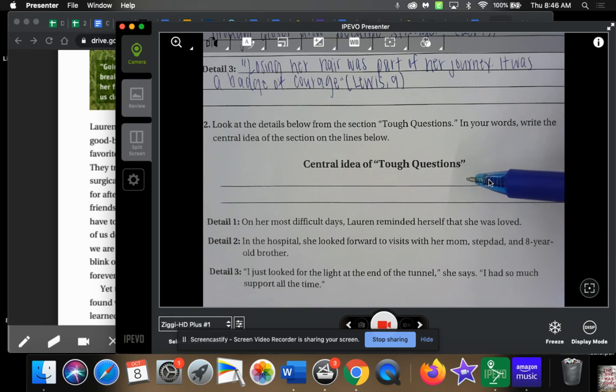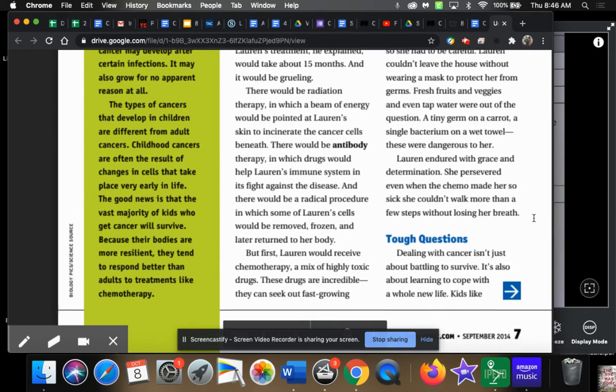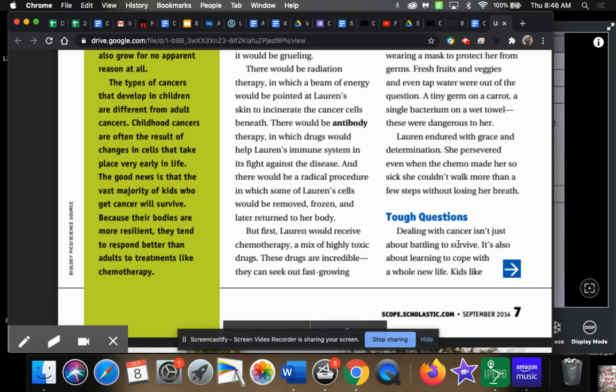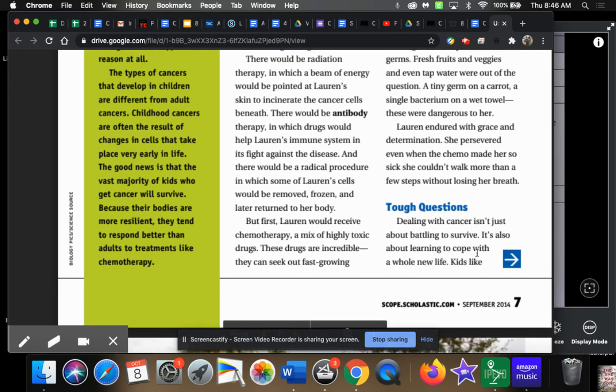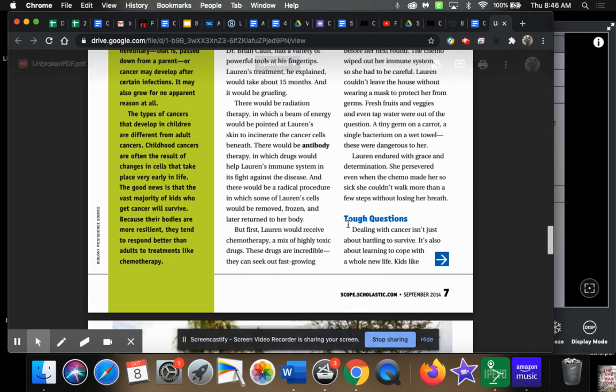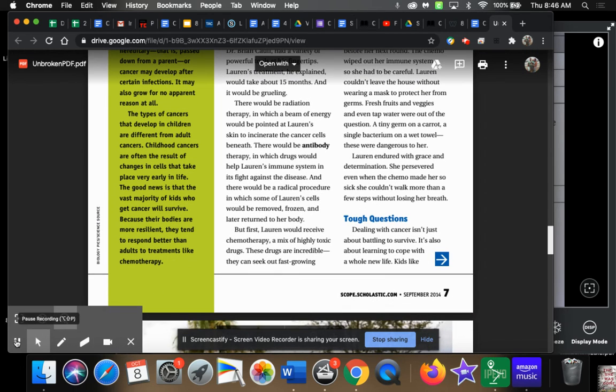So if you will look at tough questions, it is at the very end of page 7, I'm not sure what PDF page that is. Tough questions is right here, right above that picture that we looked at. Okay. It's on PDF page 5. So take a look, reread that really quick, and then we will figure out the central idea. So take a second and reread tough questions.